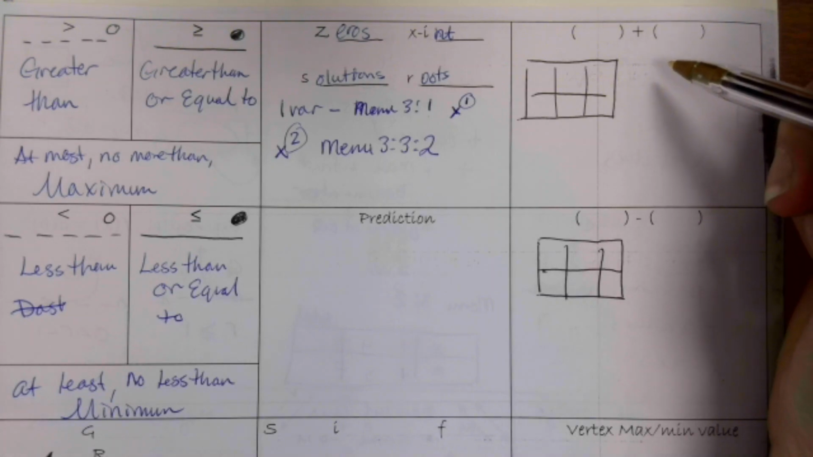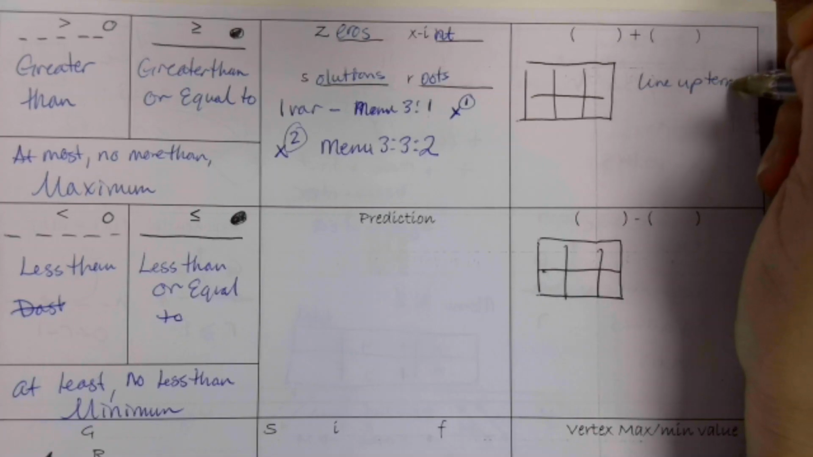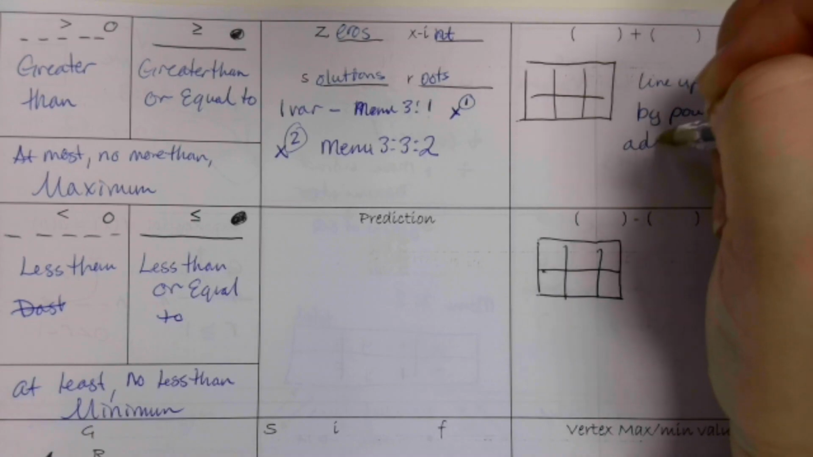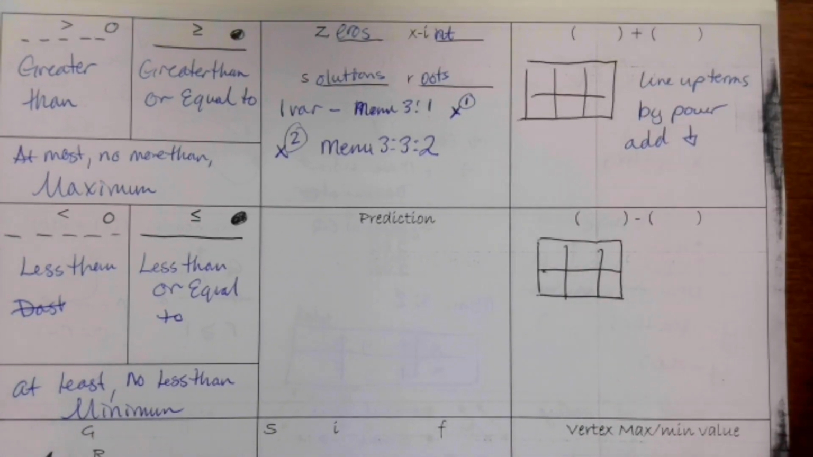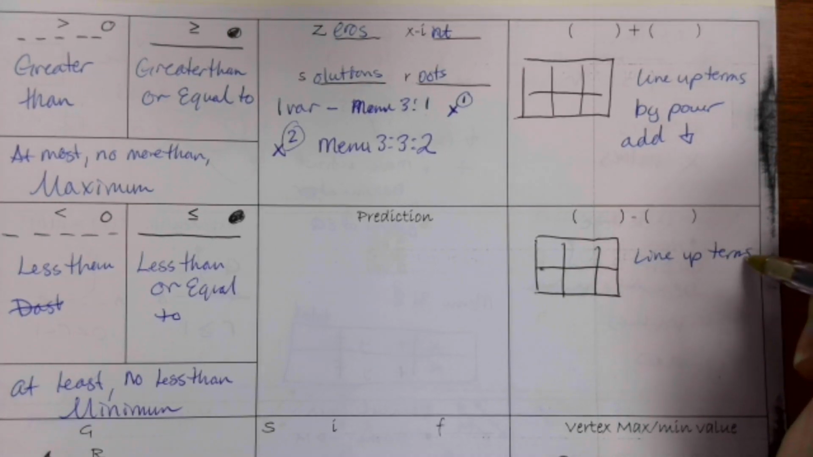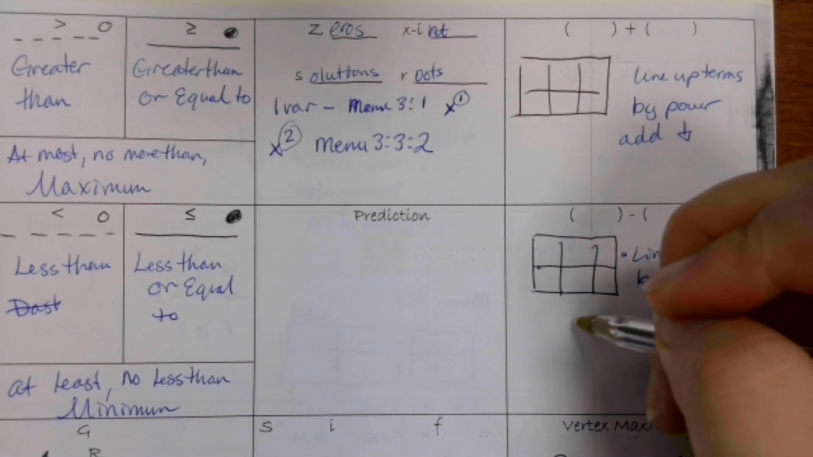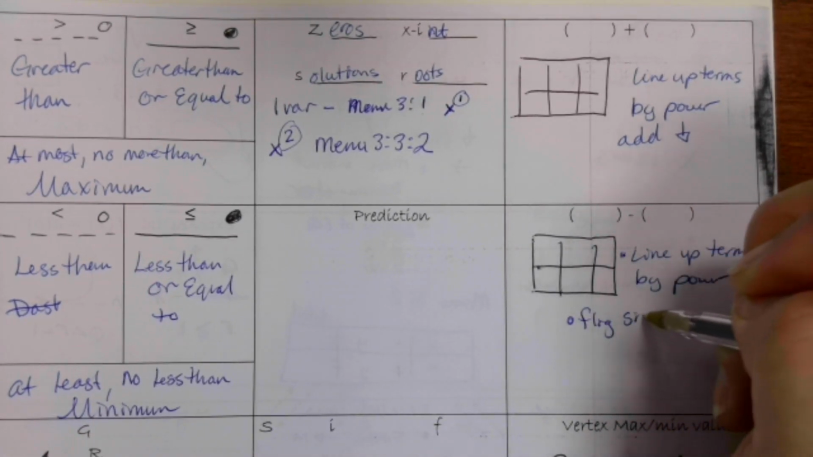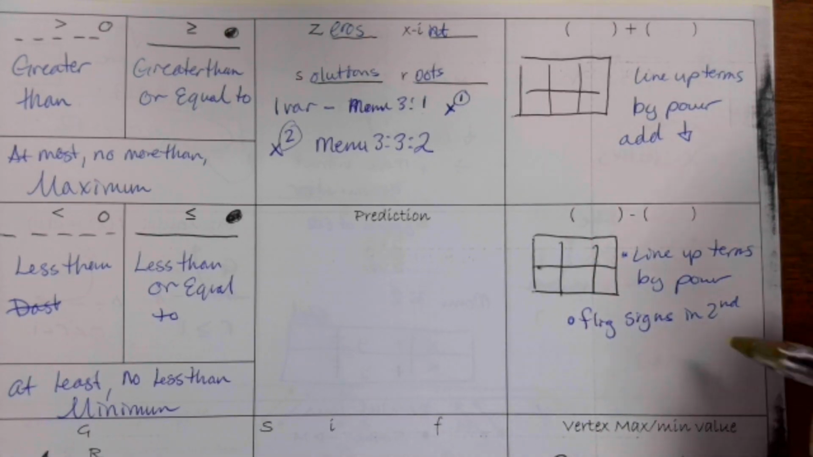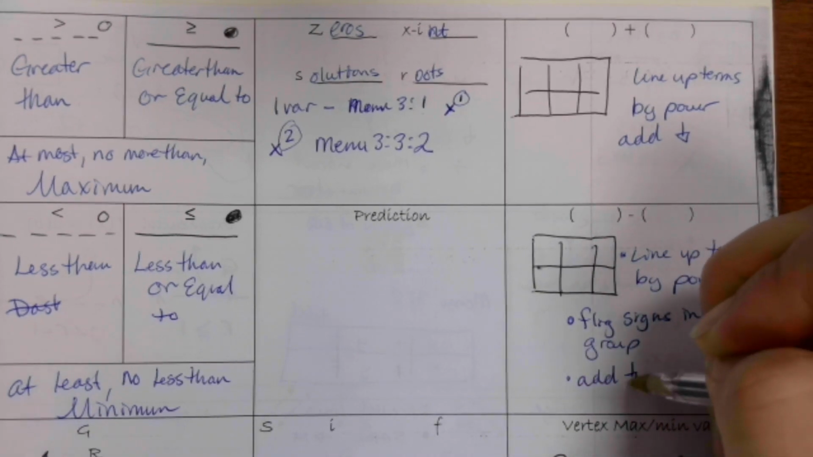We do this. You're just going to line up your terms, and you line them up by the power. And then you add straight down. Same thing here, you're going to line up your terms by your power. Then you've got to remember to flip the signs in your second group. And then you add straight down.